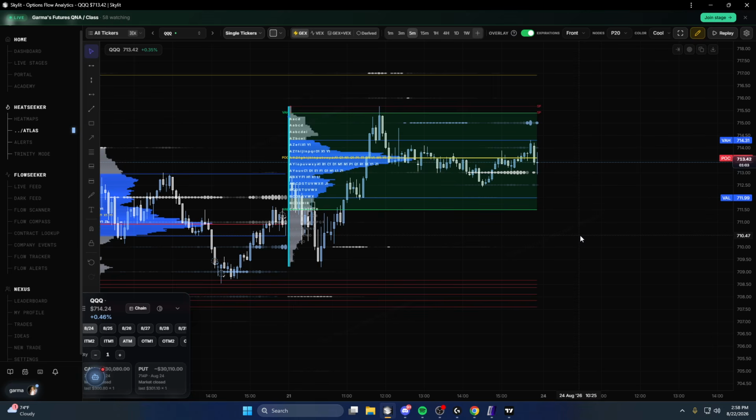Double bottom instead on QQQ. Should we? I would chart on NQ personally instead of on QQQ because you missed the overnight session. No, because that's on deep charts. I'm only showing everything on Skylit.